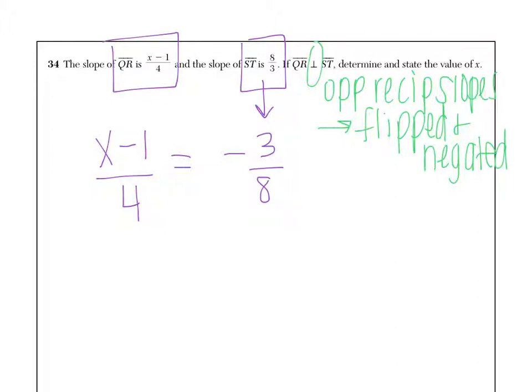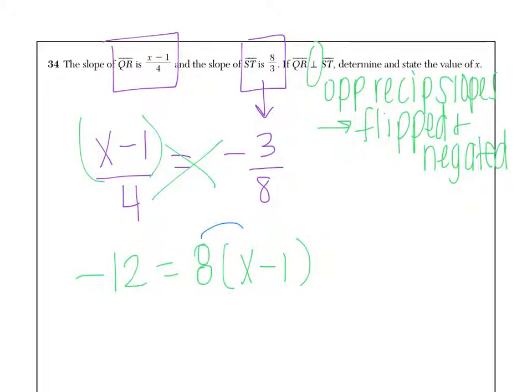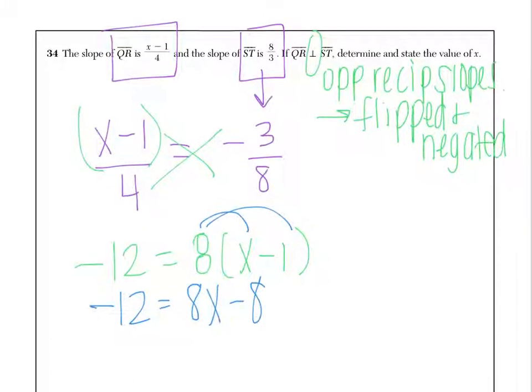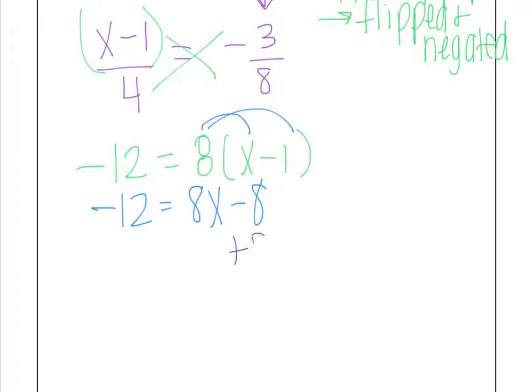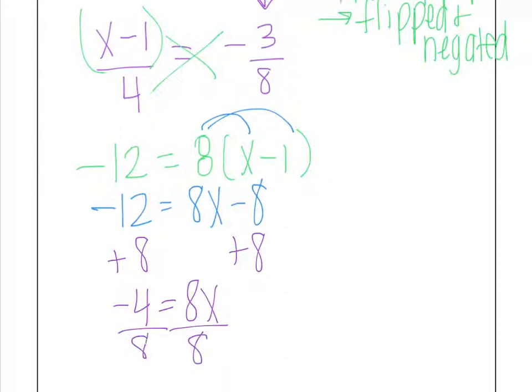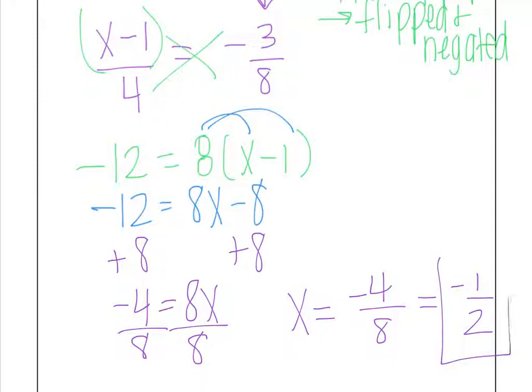So then we just simply need to cross multiply. So we have negative 12 equals 8 times that quantity x minus 1. Make sure that you put that x minus 1 in parentheses, otherwise you might forget to distribute. Negative 12 equals 8x minus 8. You're solving for x here. So we're going to add 8 to both sides. Negative 4 equals 8x. Divide by 8. And you get x equals negative 4 over 8. Or in other words, x equals negative 1/2. And that's your final answer.